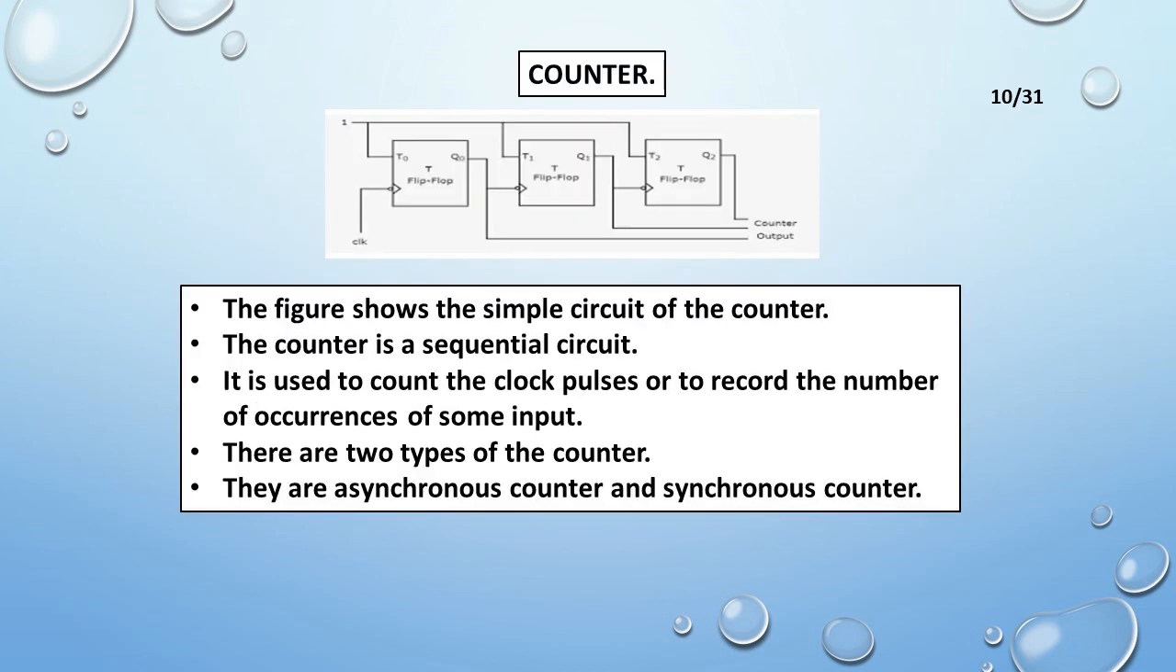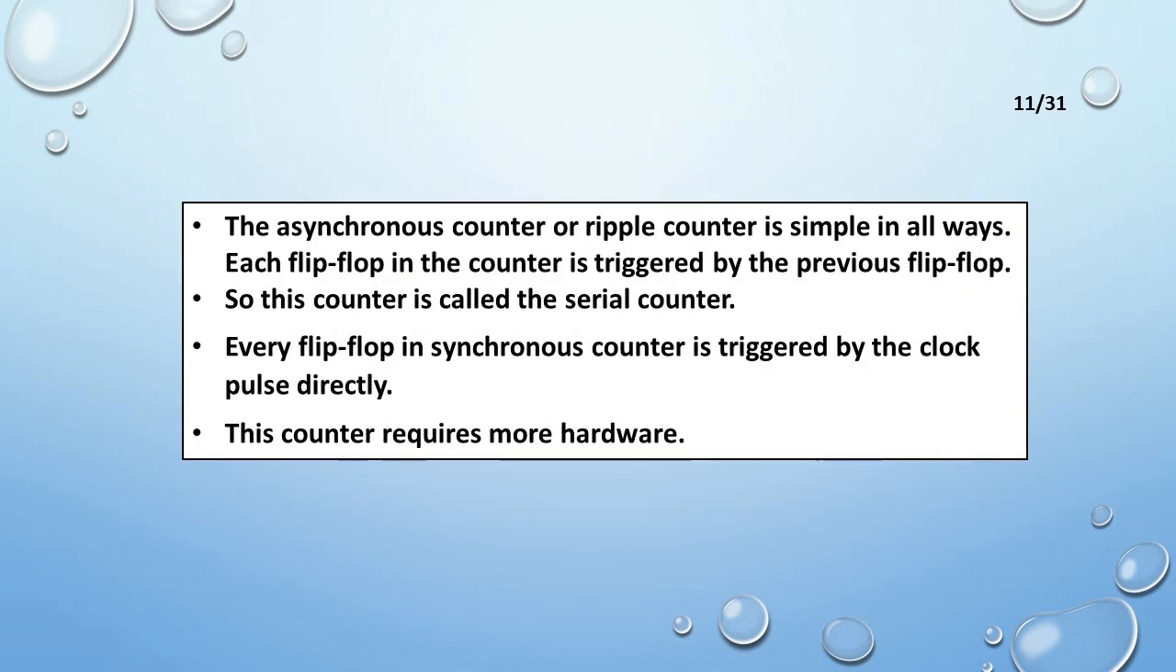Counter. The figure shows the simple circuit of the counter. The counter is a sequential circuit. It is used to count the clock pulses or to record the number of occurrences of some input. There are 2 types of counter. They are asynchronous counter and synchronous counter. The asynchronous counter or ripple counter is simple in all ways. Each flip-flop in the counter is triggered by the previous flip-flop. So this counter is called the serial counter.